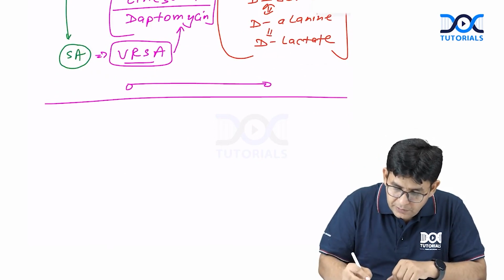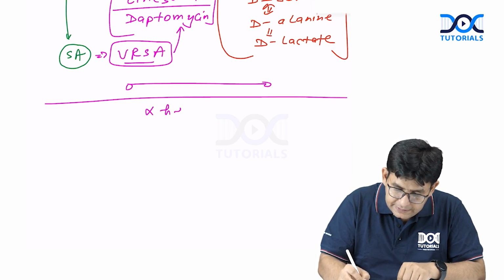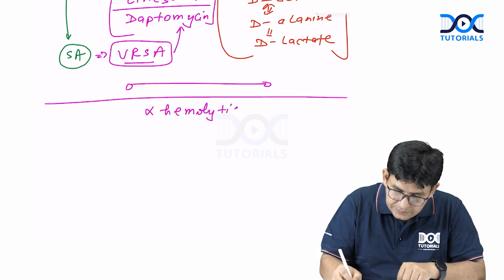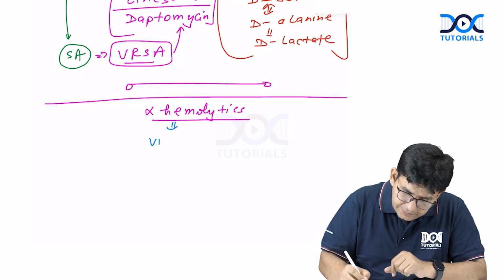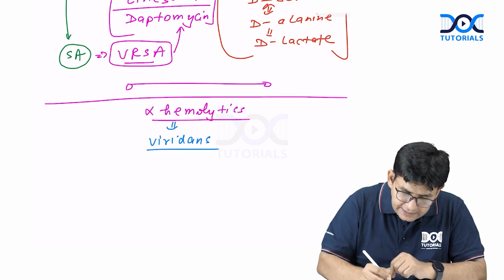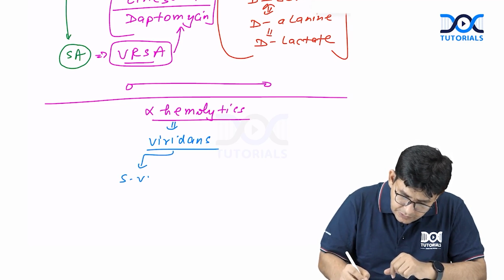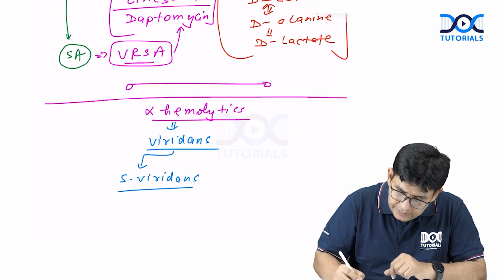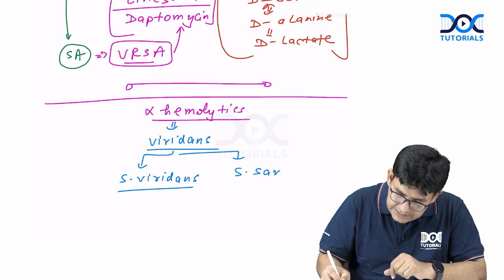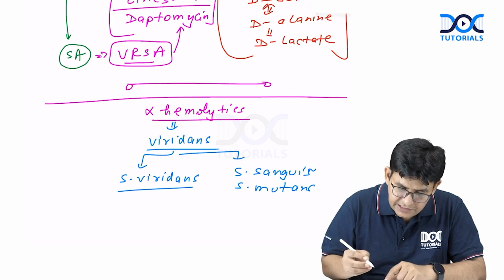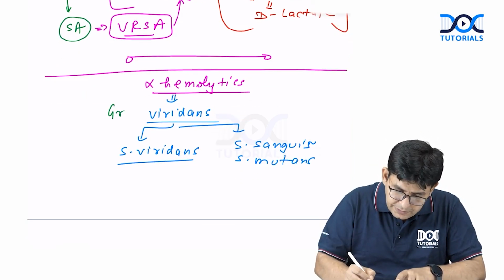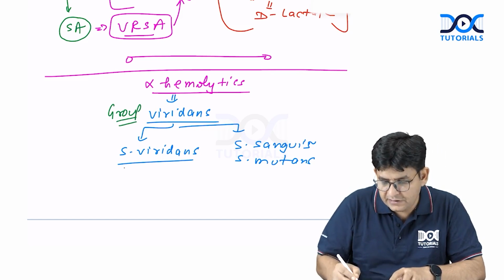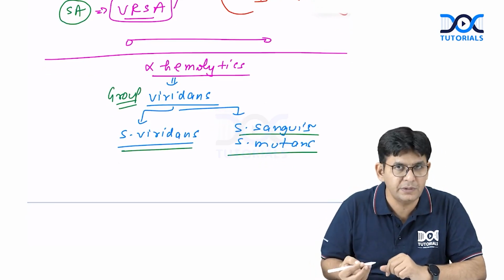Besides this, now talking about the alpha hemolytic ones, which show alpha hemolysis, we have the family viridans. Okay. And in the viridans, what comes? Streptococcus viridans. Okay. And what else comes? Streptococcus sanguis or Streptococcus mutans. These names you should know, they are in the viridans group. The group is viridans, and it has Streptococcus viridans and sanguis or mutans.